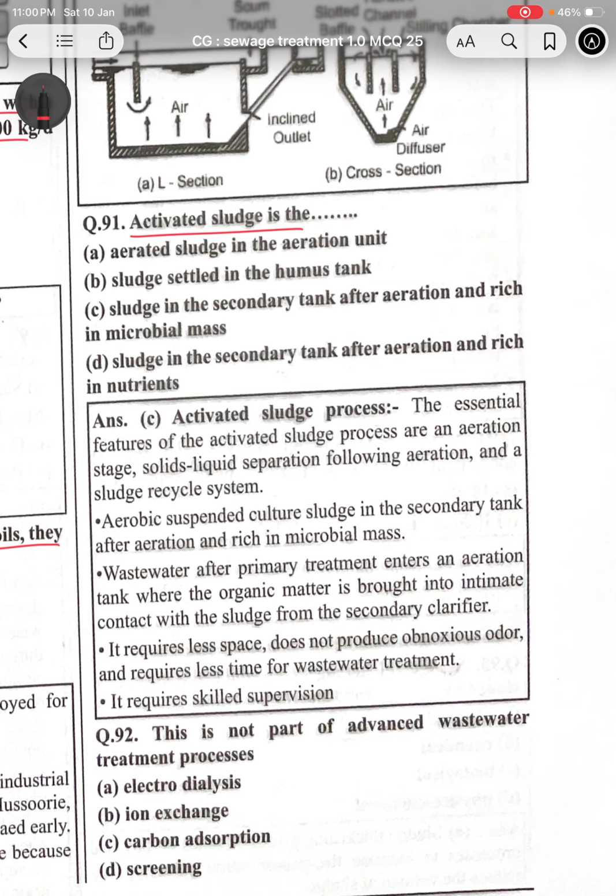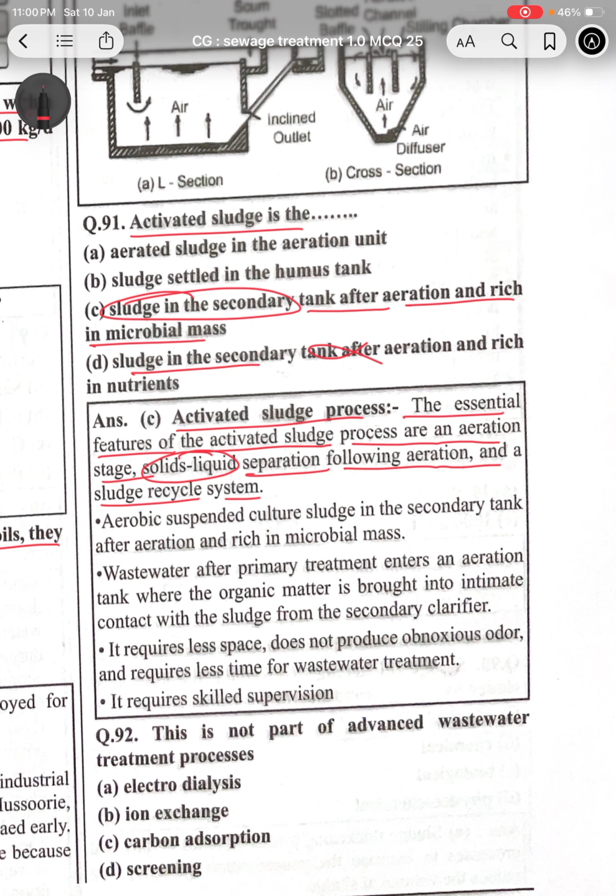Activated sludge is the sludge from the secondary tank after aeration, rich in microbial mass. It is aerated sludge in the aeration unit. The essential features of the activated sludge process are aeration, sludge solid-liquid separation, and the sludge recycle system.